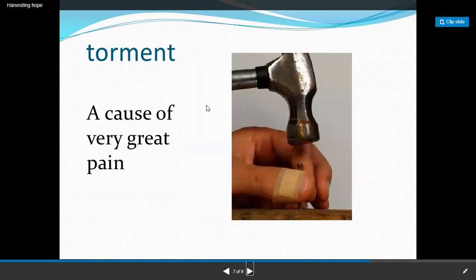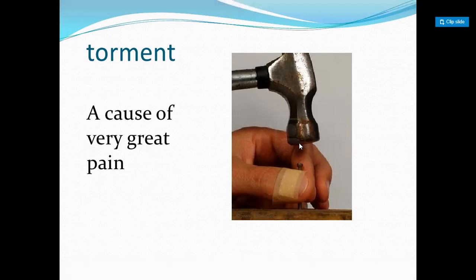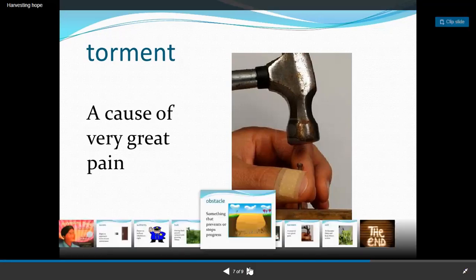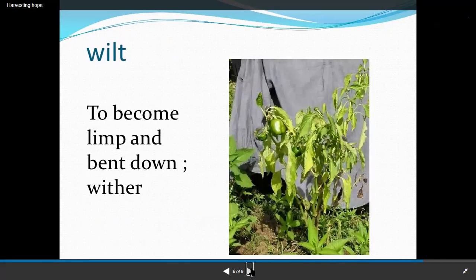Torment. Torment means what? To cause somebody very great pain. For example, this person is tormenting his finger. By trying to knock the nail, he tormented his finger by hitting his finger instead of the nail. So torment means to cause a lot of pain.